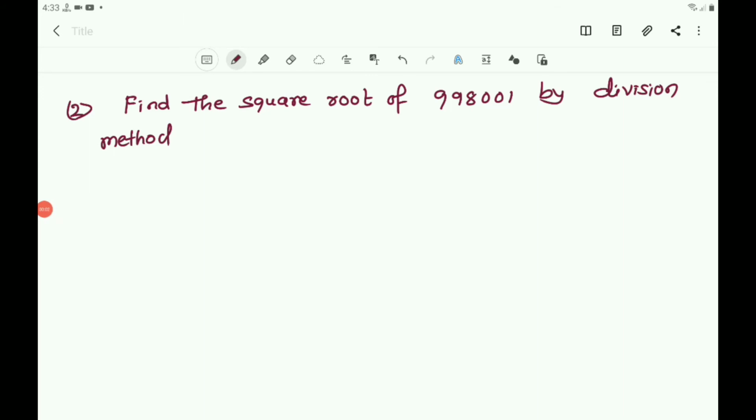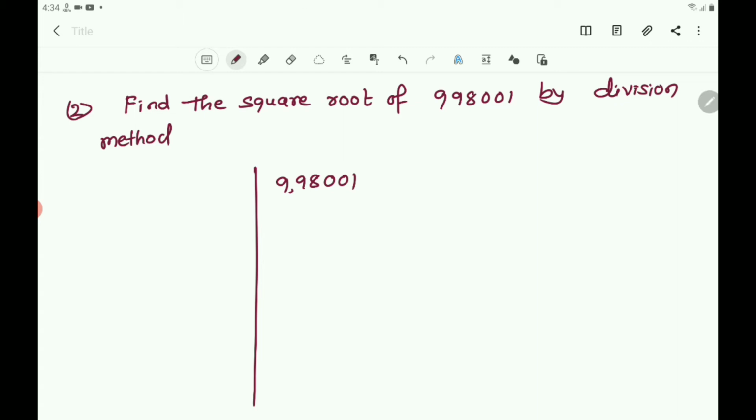Now you take the second one. Find the square root of 9,98,001 by division method. You take the given number 9,98,001. What is that number? 9,98,001.